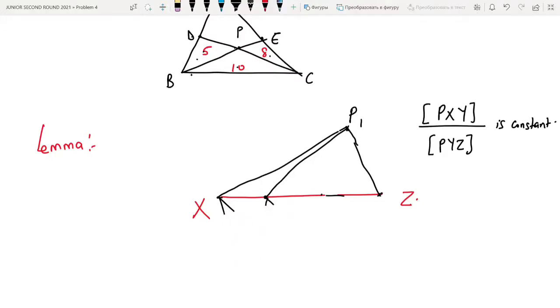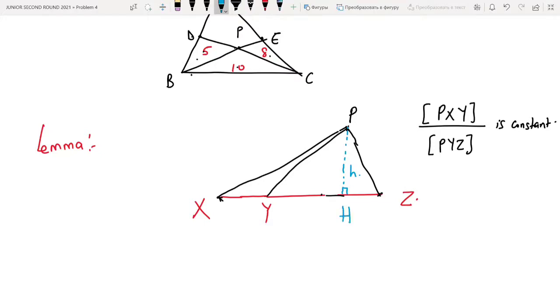We're going to prove that before we see how to use it in our question. How can we prove this? The idea is very basic. We just have to remember that the formula for the area of a triangle is half base times height. Because the two triangles, PXY and PYZ, share a vertex and their bases are collinear, we can draw a height here. From this point P, you can drop a perpendicular. Let's call the foot of the altitude H.